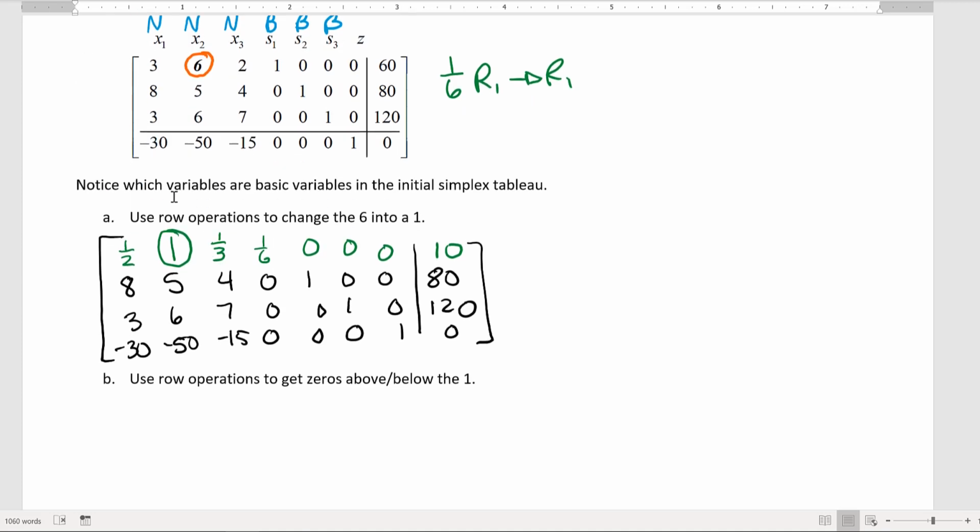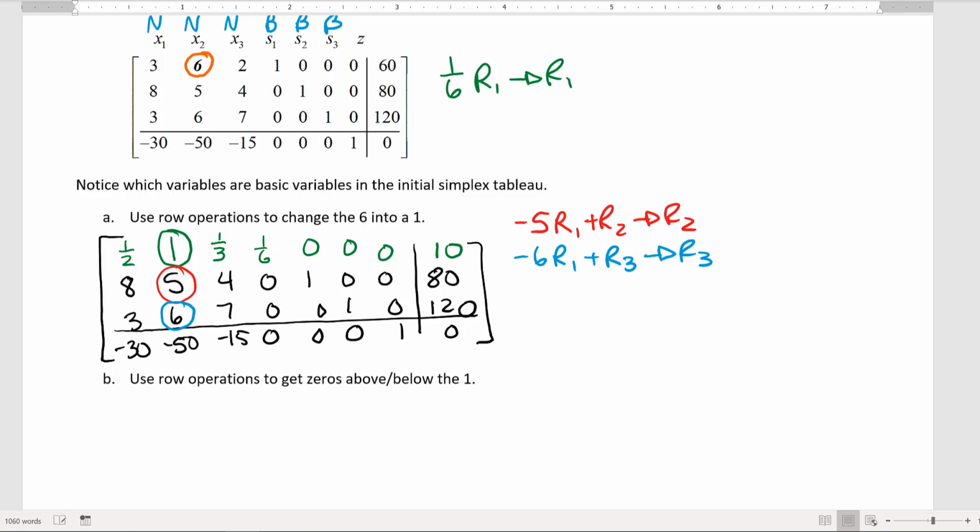We're changing the basic and the non-basic rows. Now, we need to get the rows above and below the 1, or the pivot, to be zeros. So I need to work on that. I'm going to have to make the 5 into a 0. To do that, I'm going to take the opposite of positive 5, which is negative 5, times the row with a pivot in it, which is row 1, and add it back to row 2, putting it back in row 2. So the next row, 6, I'm going to do that in blue. Opposite of positive 6 is negative 6, times the row with a pivot in it, which is row 1. Add it back to row 3, put it back into row 3.